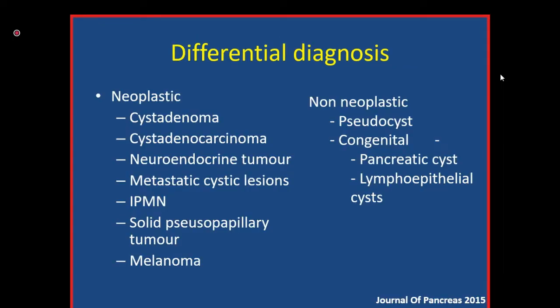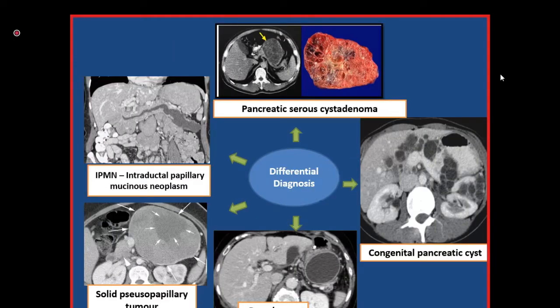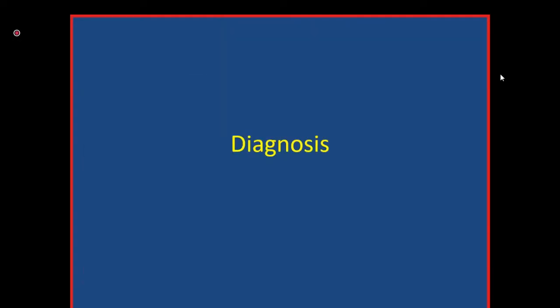Coming to the differential diagnosis, we need to consider all cystic neoplasms of the pancreas like IPMN, neuroendocrine tumor, cystadenoma, or solid pseudopapillary tumor. Non-neoplastic pseudocyst comes under this, and other congenital cysts should be considered. These are some examples. Here you can see a pancreatic serous cystadenoma. This is IPMN, and this is a solid pseudopapillary tumor. This is a benign pseudocyst. These are the congenital pancreatic cysts.